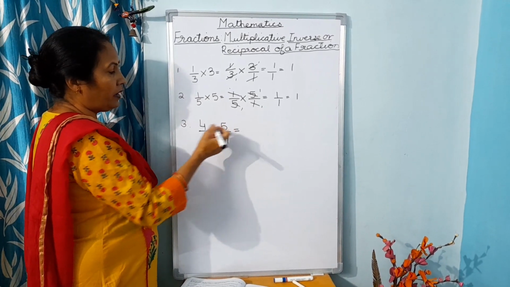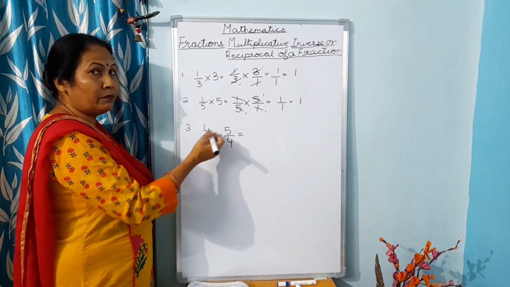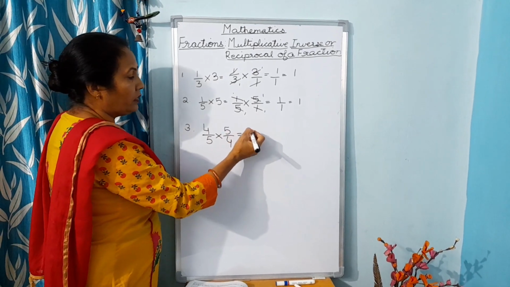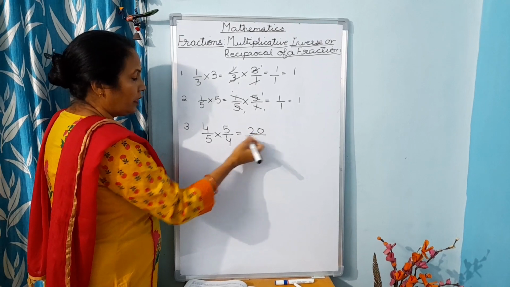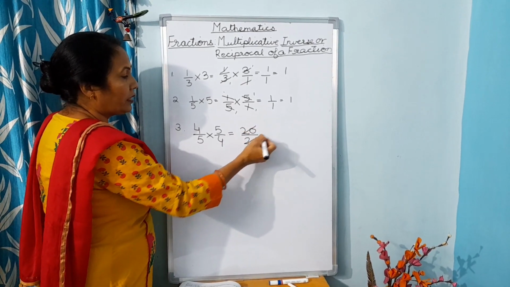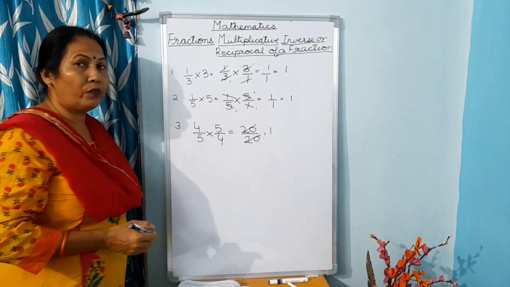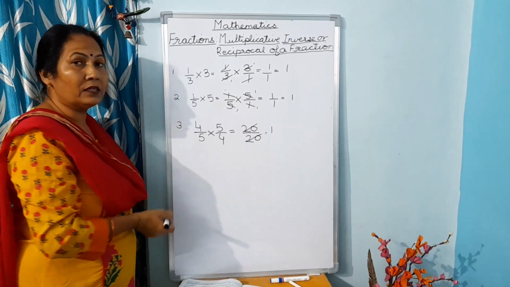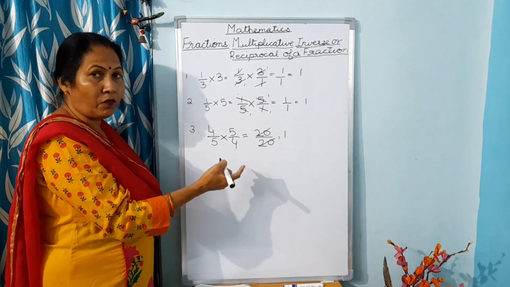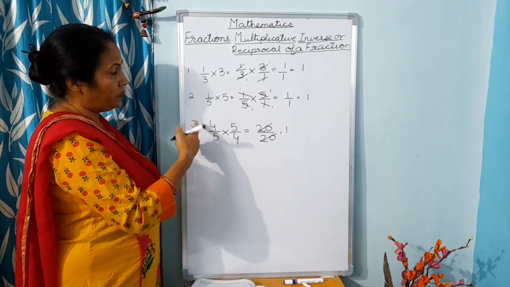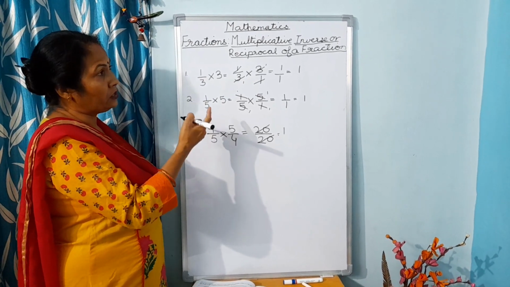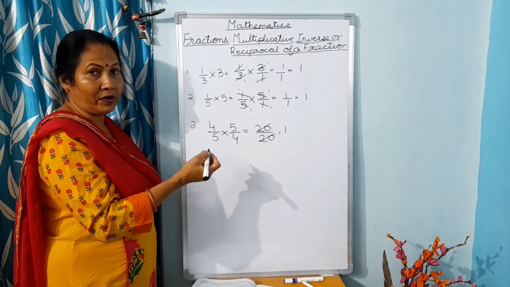Now when you multiply this, children, you will multiply the numerators and the denominators. So 4 5s are 20 and 5 4s are 20. What is the answer? You will cancel, answer is 1. So when you get the answer 1, this is the reciprocal of a fraction. So here, when you interchange the fraction, that is called reciprocal of a fraction.